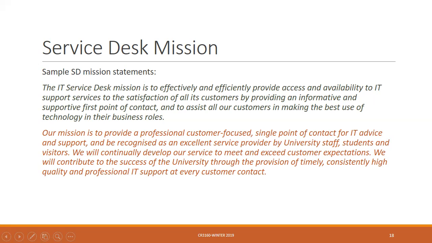So the university has a mission, which is no doubt something to do with education, and it's probably even more broad and pontificating than that, about the new generation and STEM and whatever else, right? But the IT support is a little bit more focused, right? It's going to be an excellent service provider to university staff, students, visitors. We'll continually develop our service to meet and exceed customer expectations. We will contribute to the university with timely, consistent, high quality, and professional support for every customer contact. So this is very common for a mission statement.